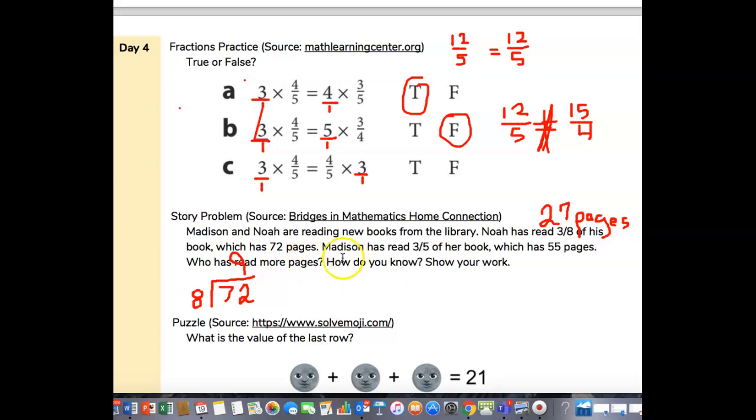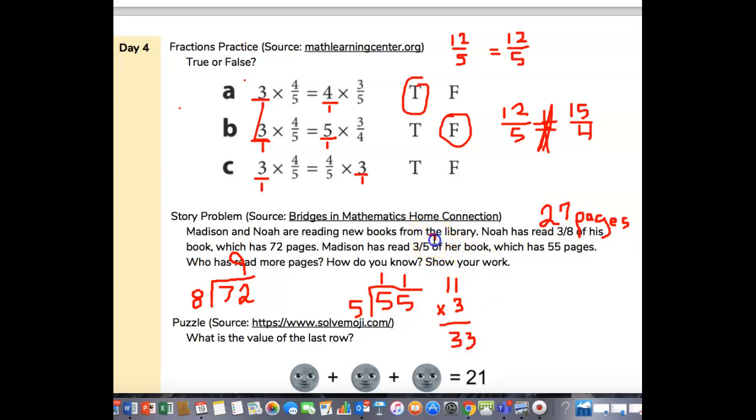All right. So now Madison has read 3/5 of her book, which has 55 pages. So we have to take 55 and first find out how many pages are in 1/5. So we divide by 5. 5 goes into 5 once. 5 goes into 5 once. So we've got 11. So 1/5 of her book is 11 pages. 3/5 is 11 times 3, which is 33. So Madison has read 33 pages.